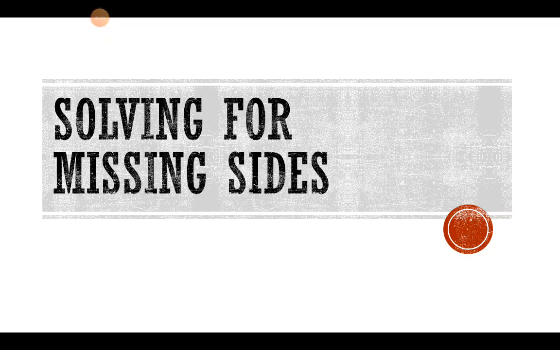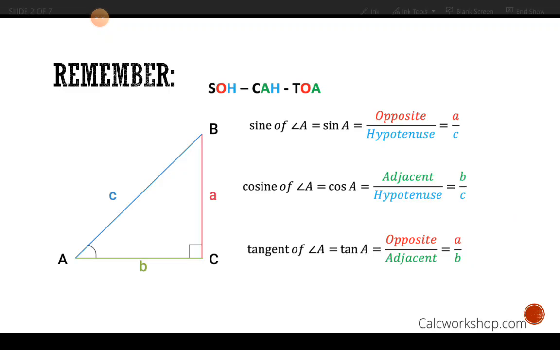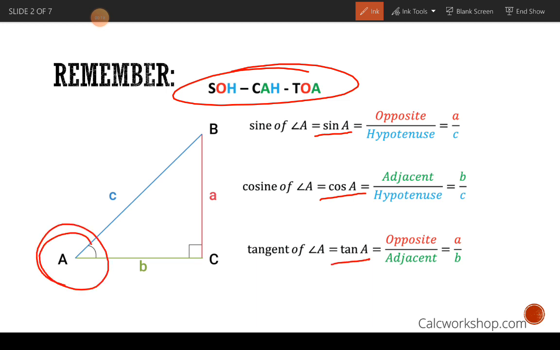In this video, we're going to talk about solving for missing sides in a right triangle. Recall that we have SOHCAHTOA here. So we have sine of A, cosine of A, and tangent of A. The A angle is right here.